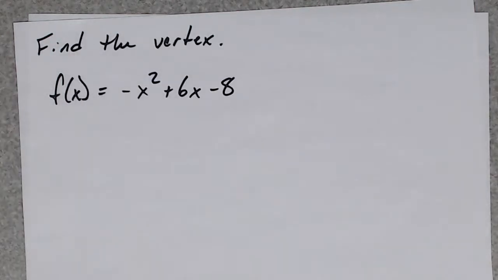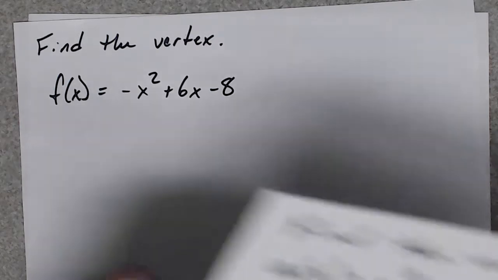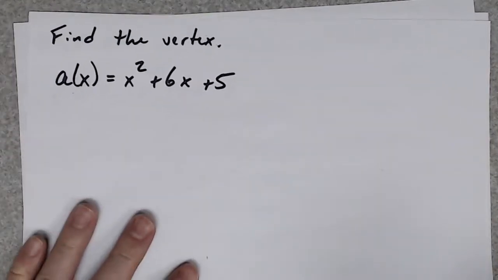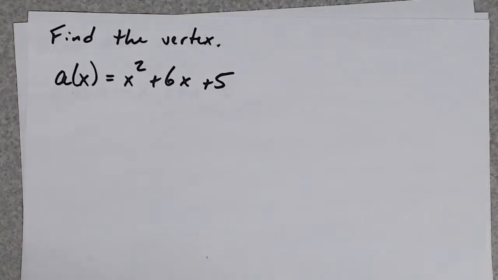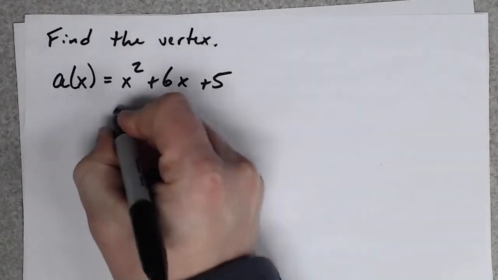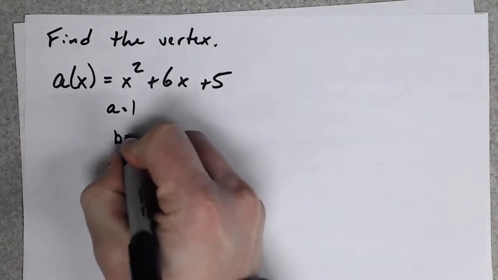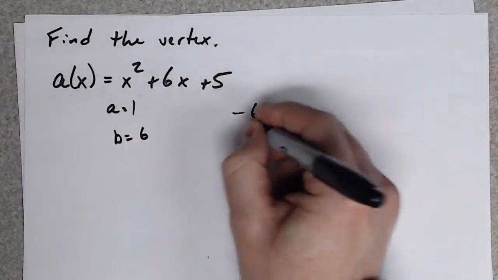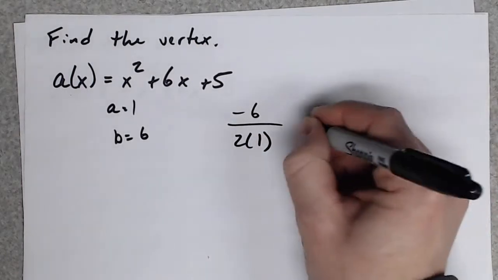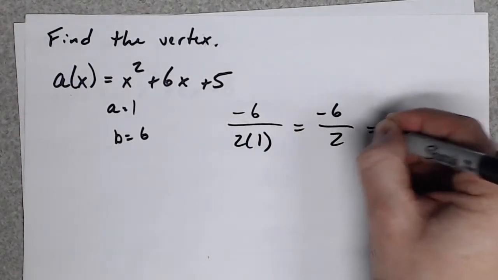Let's do another one here. Look at this one. That's not in vertex form, right? That's standard form. When you see them like this, you have to use negative b over 2a to find the vertex. So your a value is 1, your b value is 6. Negative 6 over 2 times 1. Negative 6 over 2 is negative 3.